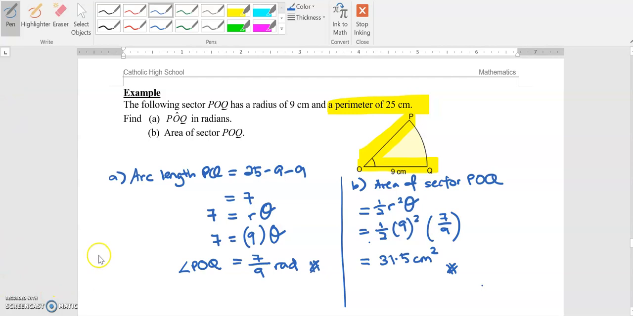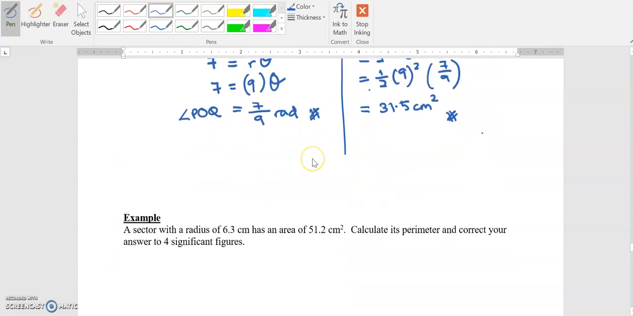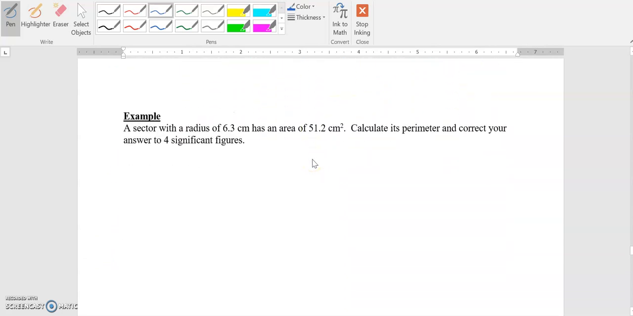Alright, done with this example. Let's go to another one where no diagram is given to you and other values are given to you instead of a perimeter. This time round, a sector with a radius of 6.3 has an area of 51.2 cm squared. They want you now this time to calculate its perimeter and correct your answer to 4 significant figures.